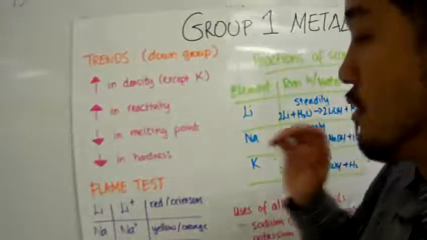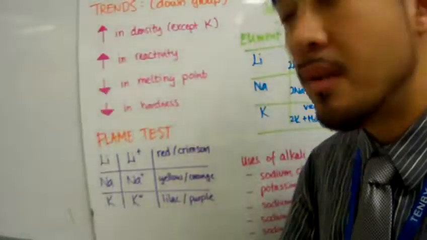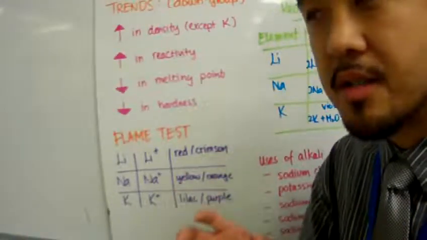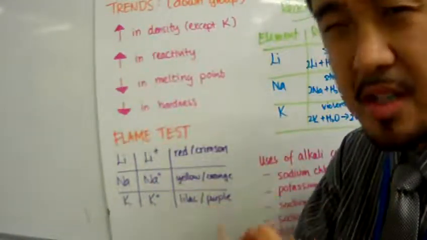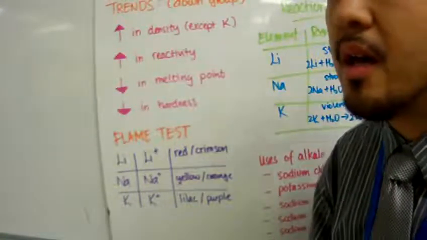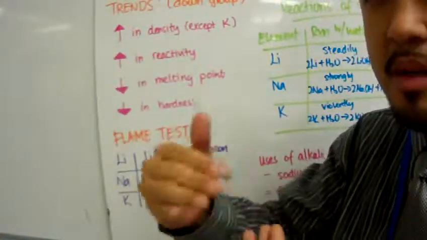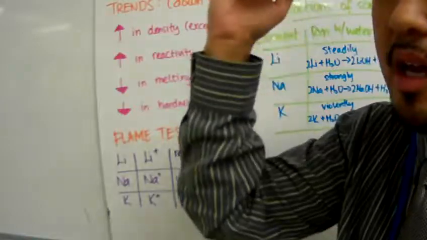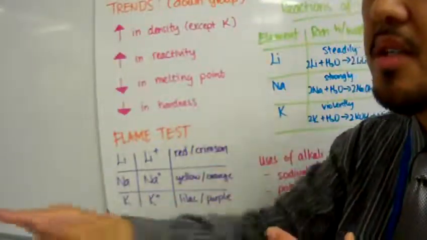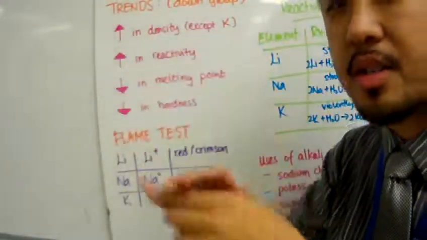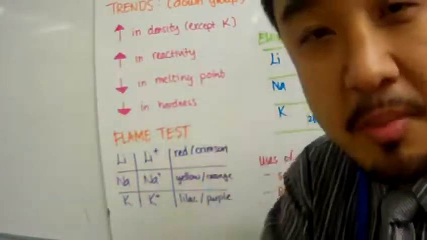Right. Flame test. Now, metal ions, when excited, the electrons will jump energy levels. And then when the electron goes down, it emits light, and this light can be in the form of colors that we see during our flame test.